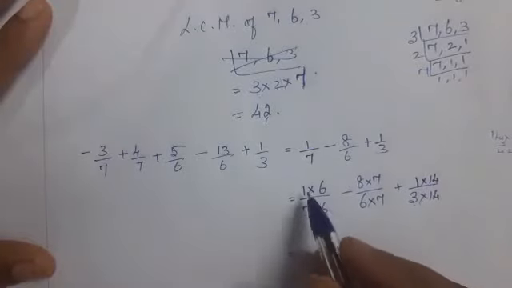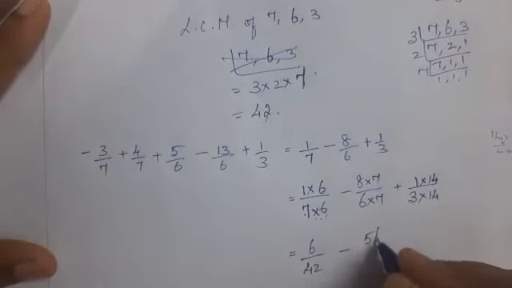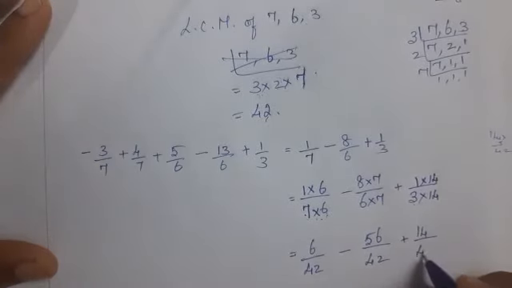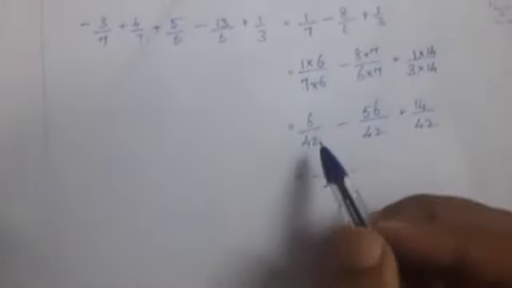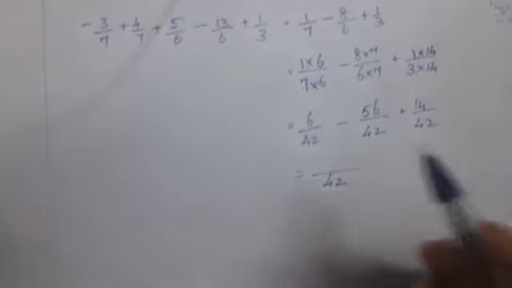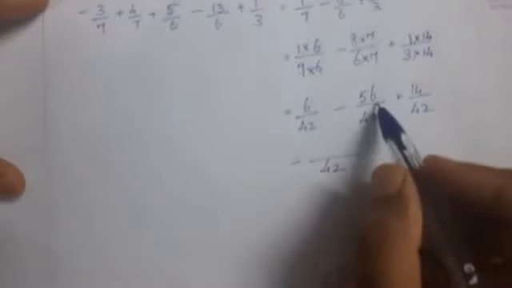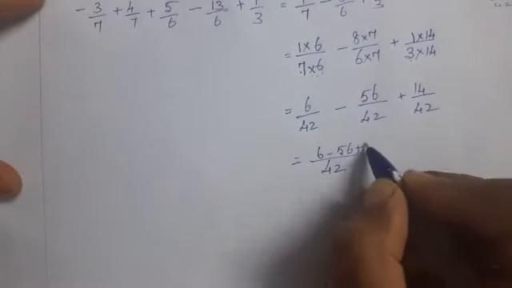Now multiply all. 1 six is 6. 7 sixes are 42. 8 sevens are 56. 6 sevens are 42. 1 fourteen is 14. 14 into 3 is 42. See, now the denominators are all equal. Therefore the denominator is 42. Listen carefully. Now the denominator for all the terms is equal, therefore the denominator is 42. The numerator you can write like this: 6 minus 56 plus 14.